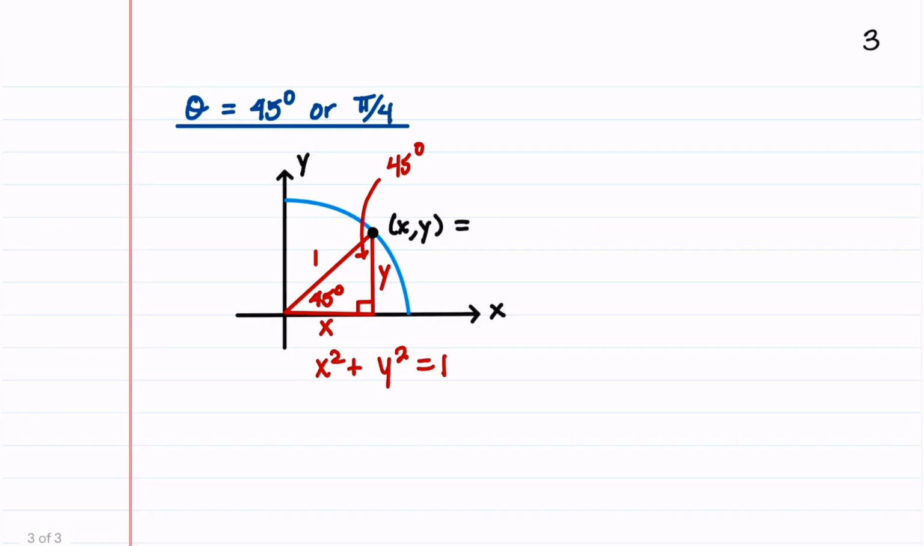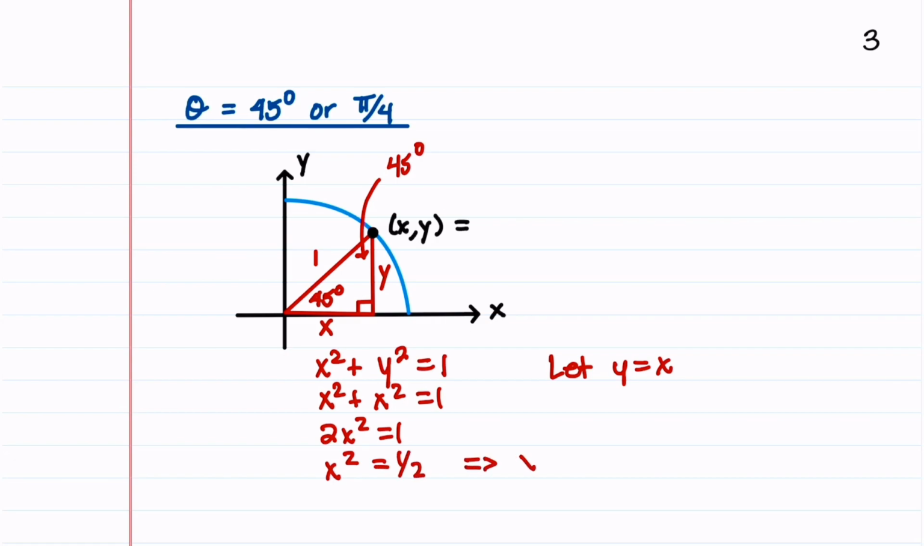So let's let y be equal to x, and then we can find x. So we have x squared plus x squared is 1. So 2x squared is 1. X squared is 1/2. And that tells us that x is 1 over the square root of 2. So let's go ahead and put our coordinate point up here on our picture. So x is 1 over root 2, and y is equal to x, so it's also 1 over root 2.